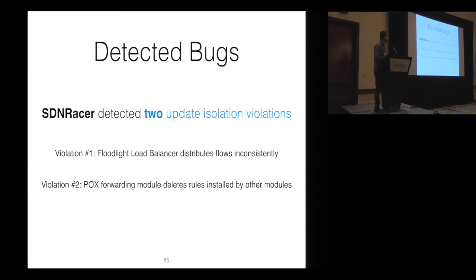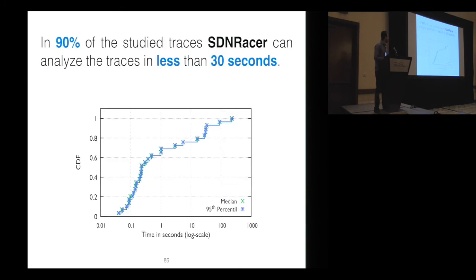And for detecting bias, when we applied high-level properties, we detected two update isolation violations. The one we already talked about, the floodlight load balancer, and this bug is easy to fix before sending the packet back to the network. And the second bug was with the forwarding module in the box. Actually, we talk more elaborately about these bugs, the details, and how to fix them in our paper.